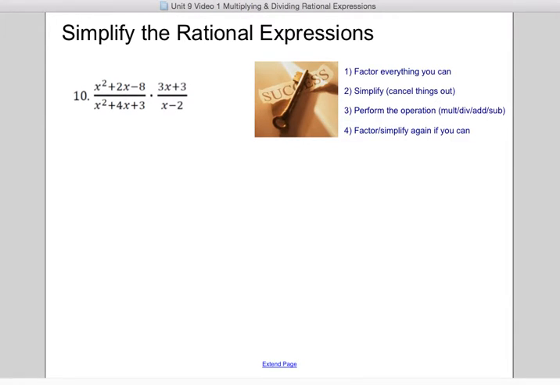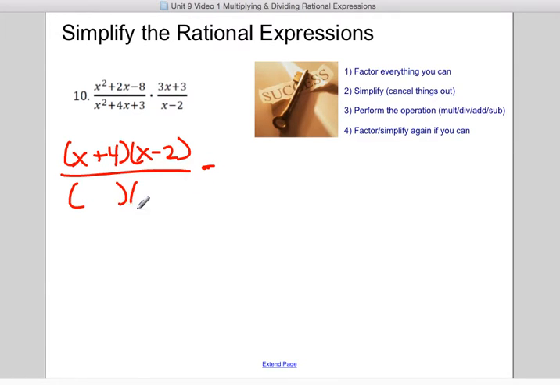Okay, so number 10, I look at the first one. I'm going to put 2 sets of parentheses with my x. And I would say what multiplies to -8 but adds to 2. Okay, well, 4 and 2 would work. I would have to have +4, -2. Okay, moving on to my denominator. What multiplies to 3 but adds to 4? Well, there's only one thing that multiplies to 3, 1 times 3. And would they add to 4? If they're both positive, yes, they would.